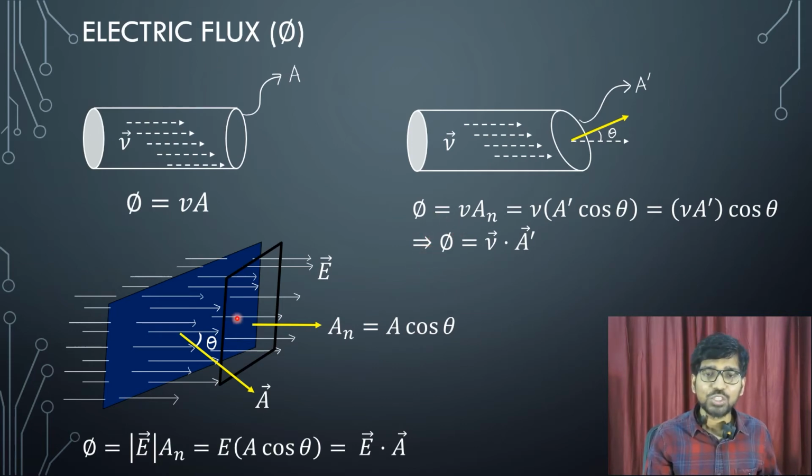Similarly, in case of electric field lines, electric flux means the amount of field lines leaving a given cross-sectional area. Imagine a situation in which you have a uniform electric field crossing this shaded region. In this case, electric flux would be the magnitude of electric field times the component of cross-sectional area which is parallel to the field, which will be A cos theta. Therefore, it will come out to be the dot product of electric field and area vector. Let's move to the next slide.